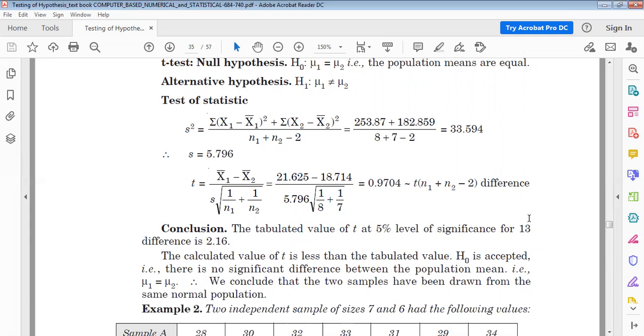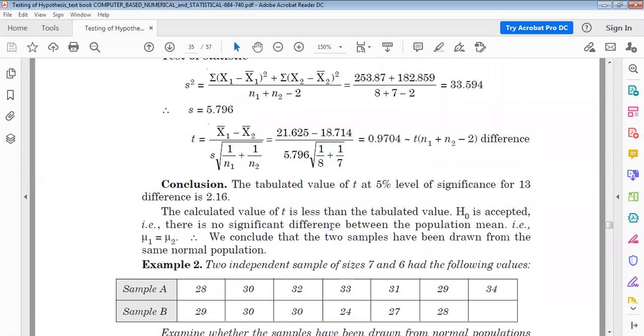For Student's t distribution with 13 degrees of freedom, the table value is 2.16. But the calculated value is less than 2.16. That means the calculated value of t is less than the table value, so H naught, the null hypothesis, is accepted. That is, there is no significant difference between the population means.